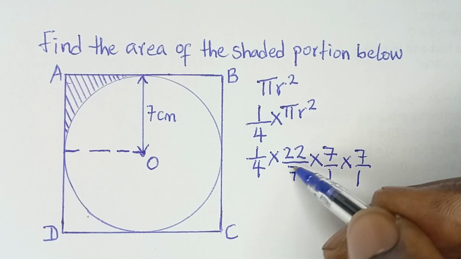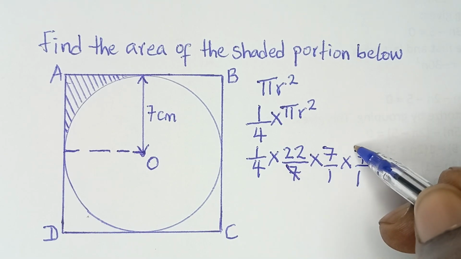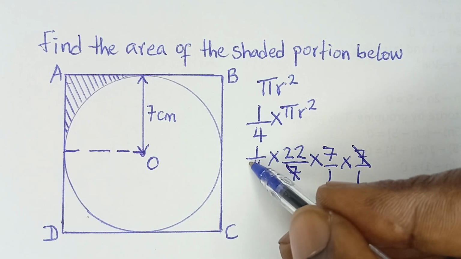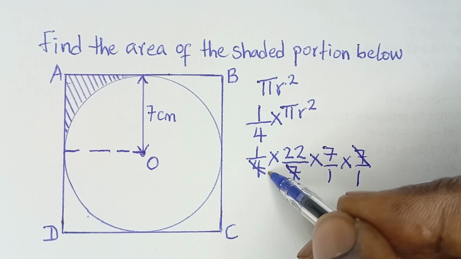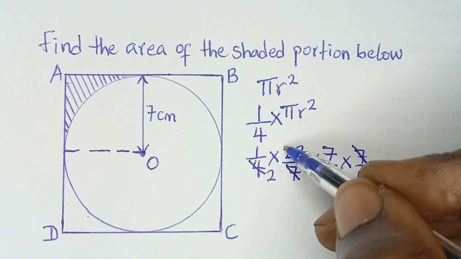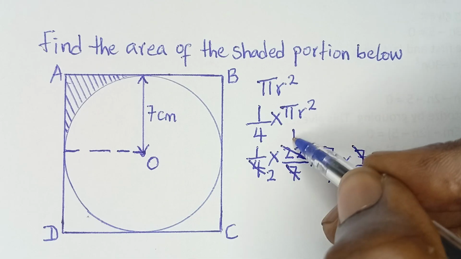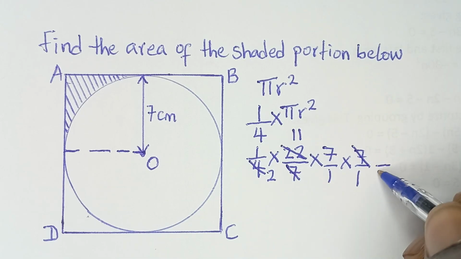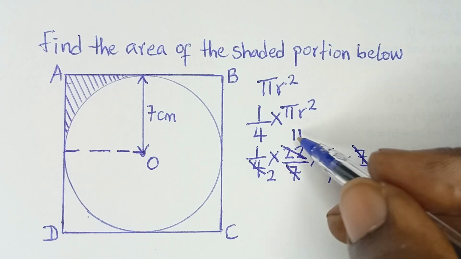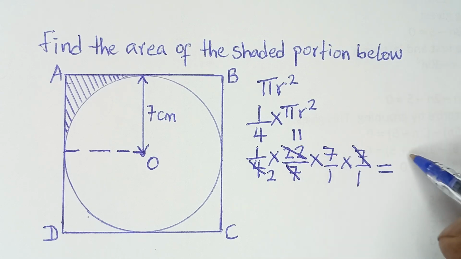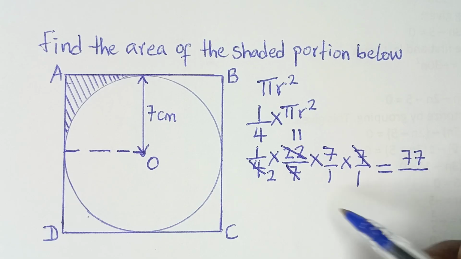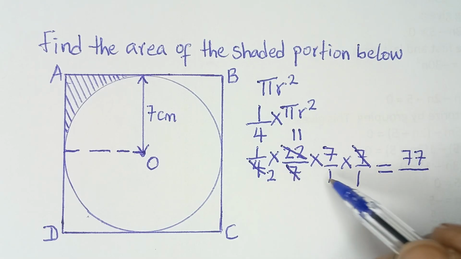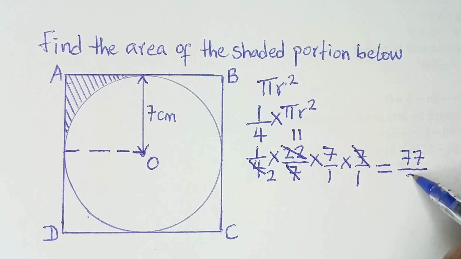So now this 7 under here can cancel this 7 here. Then 2 in 4 will give us 2. And then 2 in 22 will give us 11. So I can move on to say that this area will give me 11 times 7, which is 77, all divided by, I only have 2 under here, so 2 multiplied by 1 is 2. So 77 divided by 2.